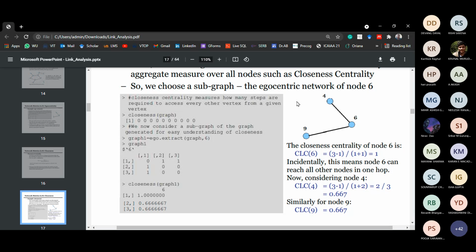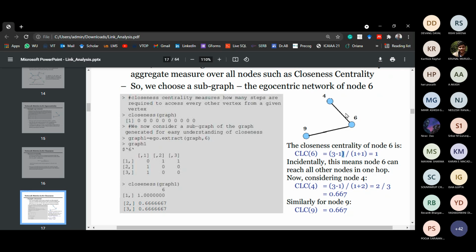Am I right? Now, dear students, you just see this example. Closeness centrality for node 6. How many vertices are there? 3. 3 minus 1, then divided by the sum of the distances from 6 to all other nodes.